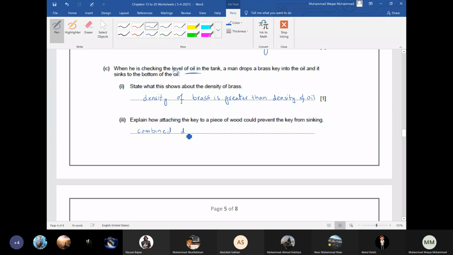Okay, or you can say the density of wood plus key is less than the density of oil.